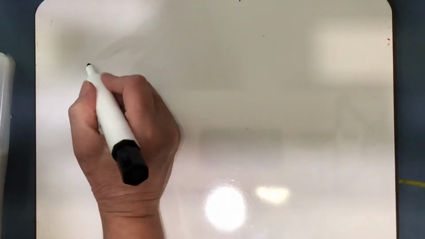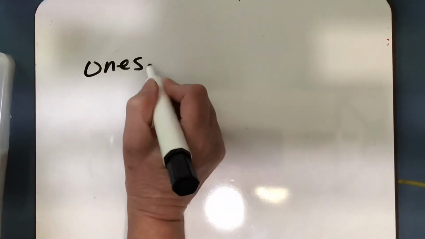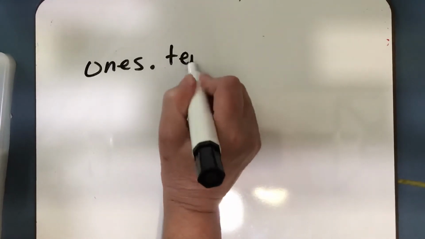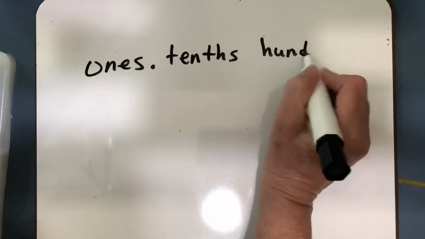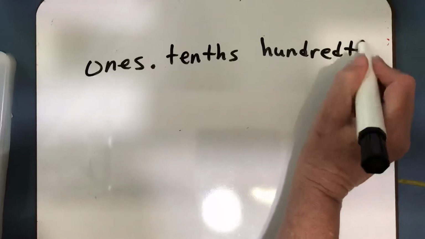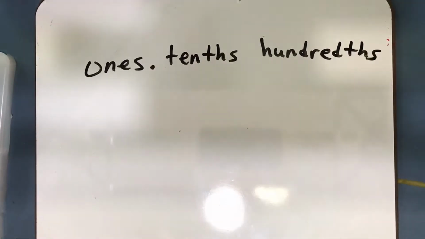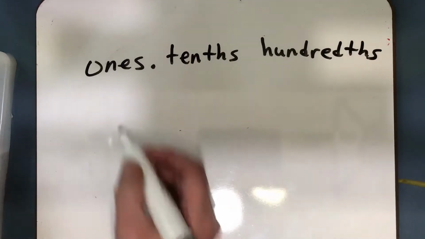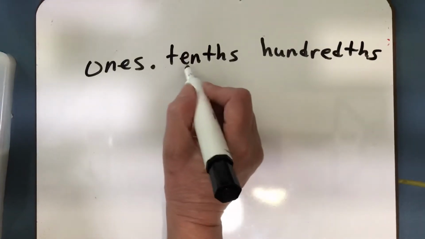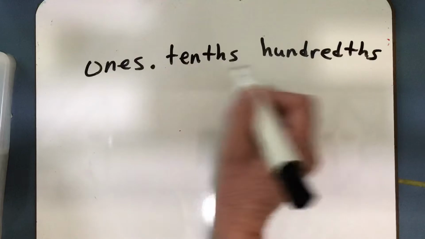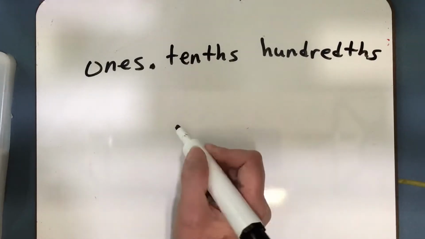Okay, so in a place value chart, we find the tenths and hundredths after the ones place. So here's the ones place, then there's a decimal point. Then we have tenths and hundredths. The tenths are like dimes, and the hundredths are like pennies, and the ones are like $1 bills. So these digits that come after the decimal point are less than 1.